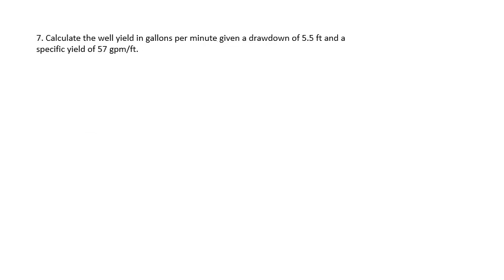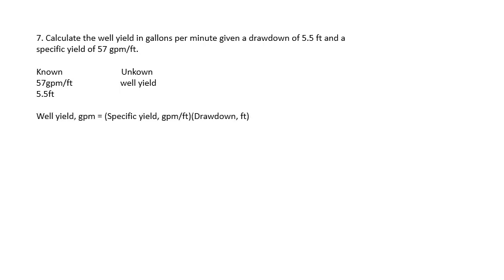Question number 7. Calculate the well yield in gallons per minute given a drawdown of 5.5 feet and a specific yield of 57 gallons per minute per foot. Pull out your knowns and your unknown. You have a drawdown of 5.5 feet and a specific yield of 57 gallons per minute per foot. What you don't know is your well yield.